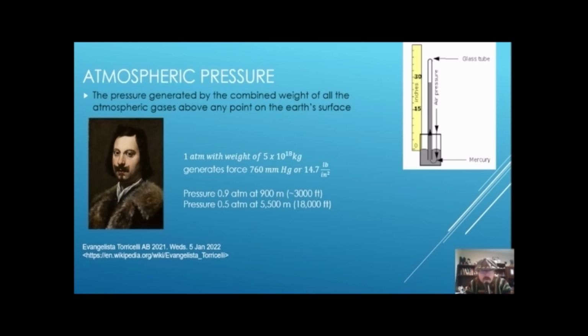Now, pressure will actually decrease rather rapidly with height, considering how high up we can go. At 900 meters, which is about 3,000 feet, not even a mile up, pressure has dropped to 0.9. When we go up a mere, let's see, what will that be? A little bit over 3 miles up, 5,500 meters, it's dropped to 0.5 atmospheres. And it's going to keep dropping as we go higher and higher.